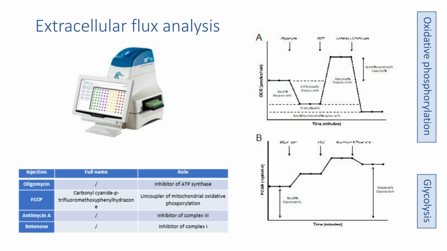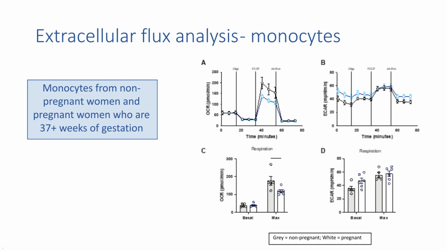So we took our monocytes that we purified on the AutoMACS, and we were able to put them into the plates for the extracellular flux analysis. And then we can generate those oxygen consumption rate traces and those extracellular acidification rate traces, as I've given you the example on the previous slide. So that's what's now shown on this slide.